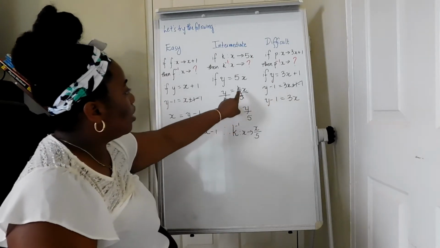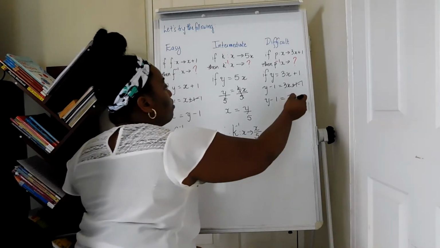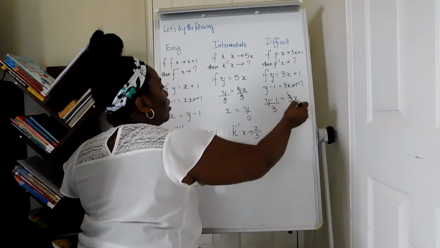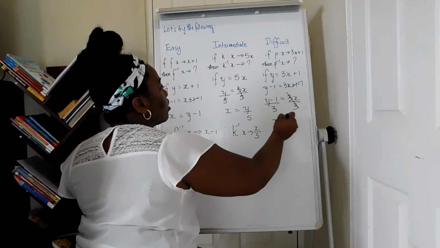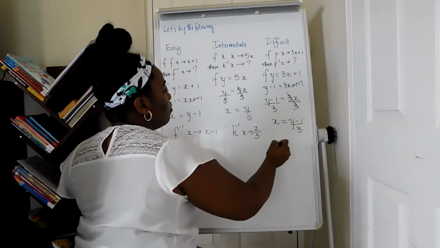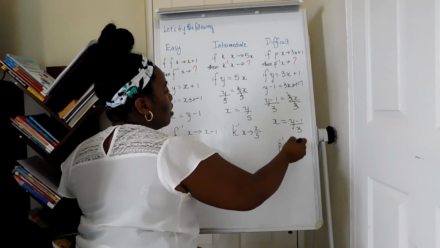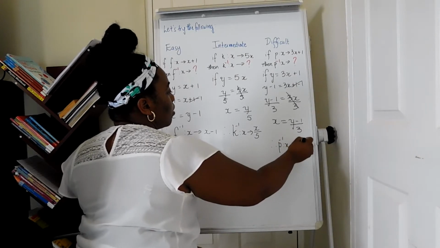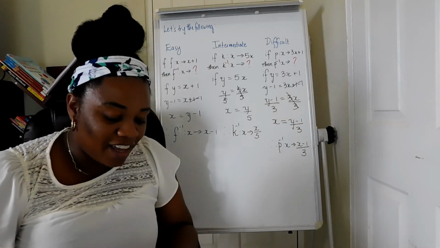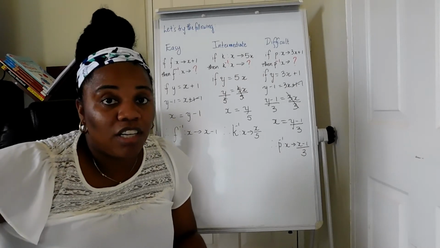Doesn't this look like this? Yes, it does. So to get rid of the 3 now, we're going to divide by 3 on both sides. So now we know that x is equal to y minus 1 over 3. Therefore, the inverse of p of x is equal to x minus 1 over 3. Yay! You have just done your first 3 inverses.